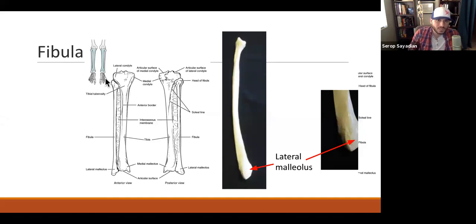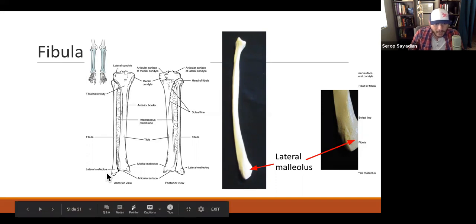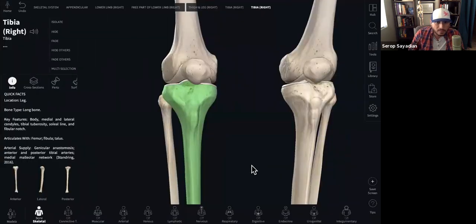Okay, the fibula is the lateral bone in the lower leg. The tibia is the medial bone. The fibula goes all the way down and makes the outer bump of your ankle called the lateral malleolus. You can see here.